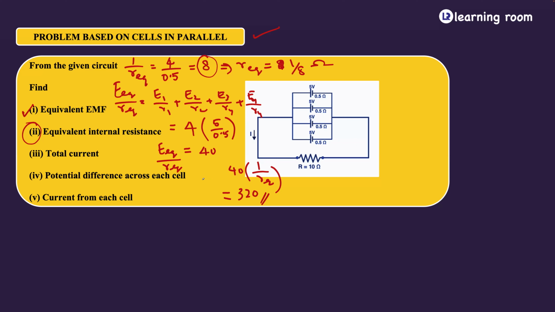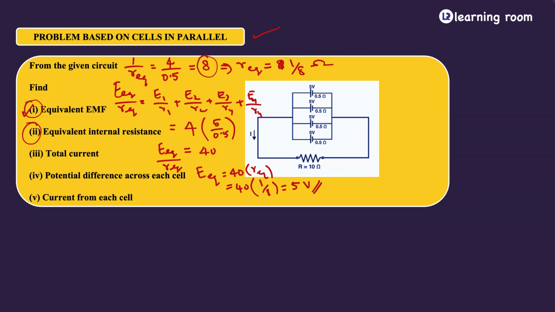Correction. Listen. You understood what is the mistake? I took this side as 1 by R equivalent. Anyways, correction. Listen. So E equivalent will be equal to 40 into R equivalent. So 40 into 1 by 8, which is equal to 5 volt. Meaning you can replace all this with the same 5 volt battery, right? So this is the equivalent EMF.